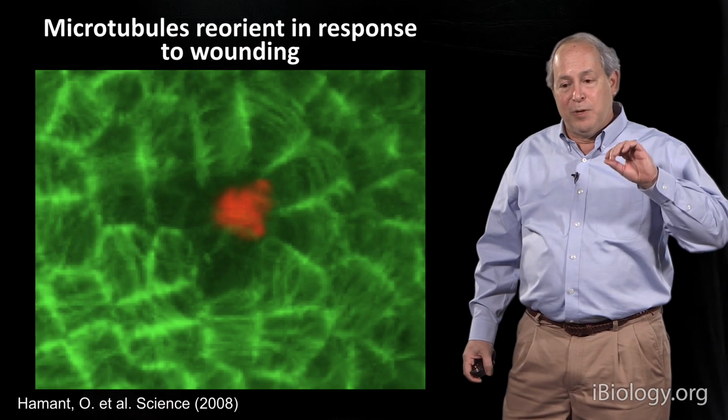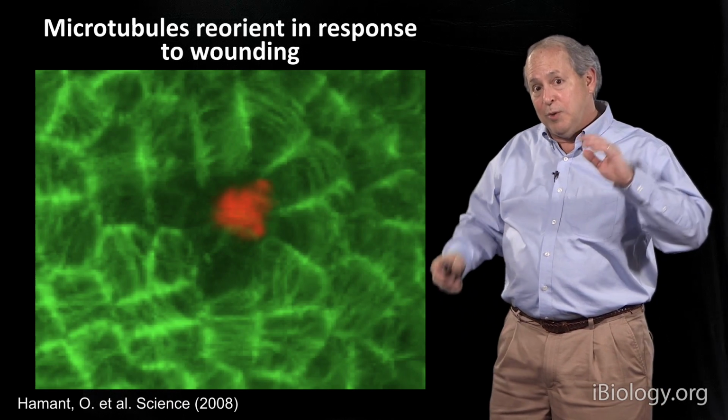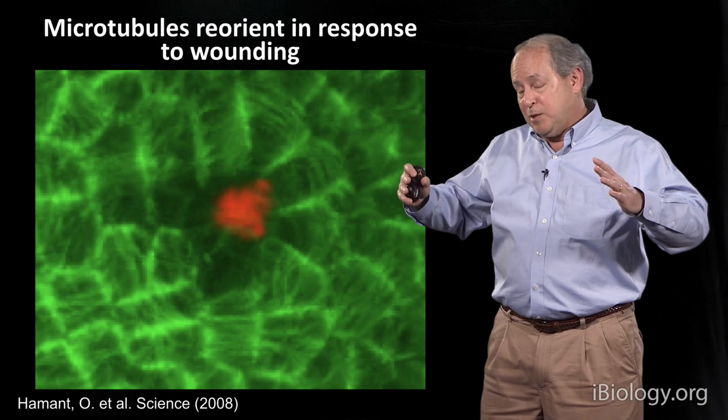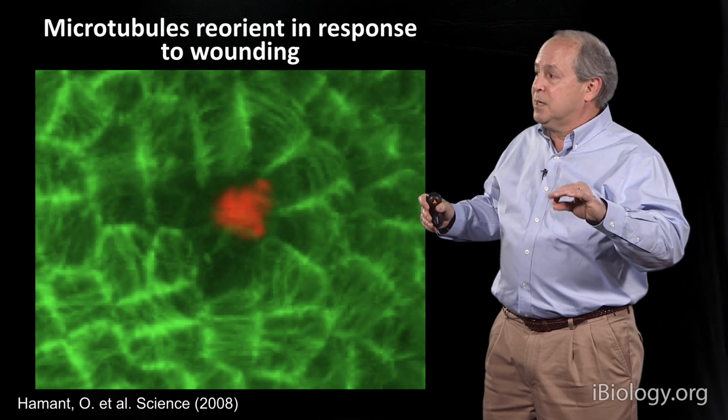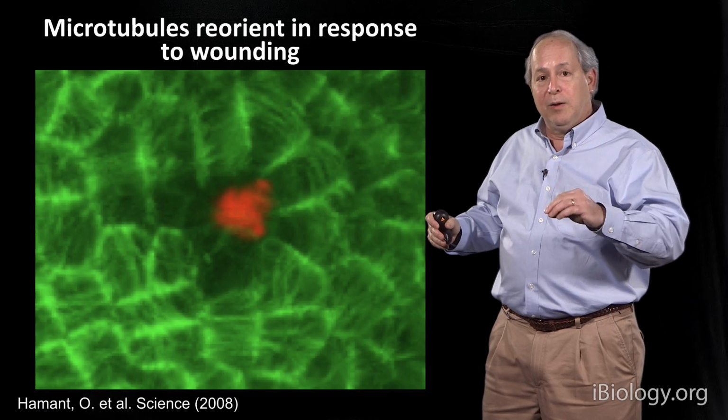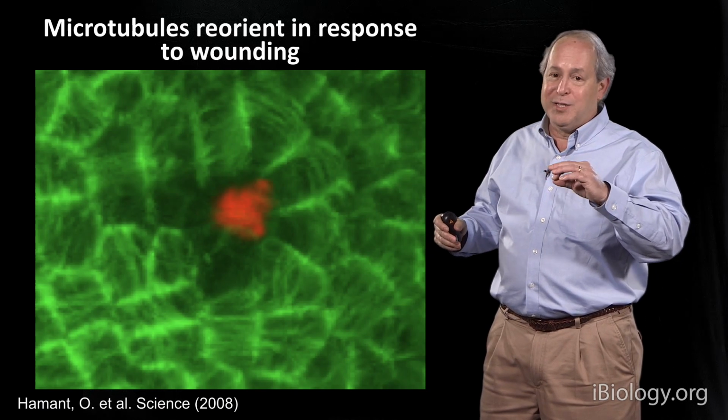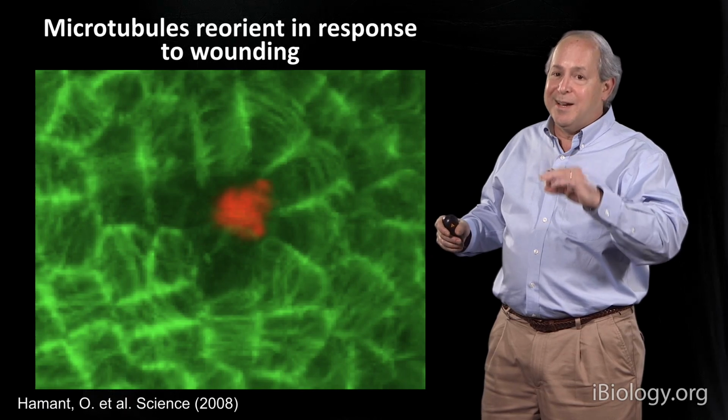So just like for PIN1, which in 2 to 6 hours reorients to be at the plasma membrane adjacent to the most stressed wall, the cytoskeleton of these cells realigns to be parallel to the principal maximal direction of stress when the stress is anisotropic.